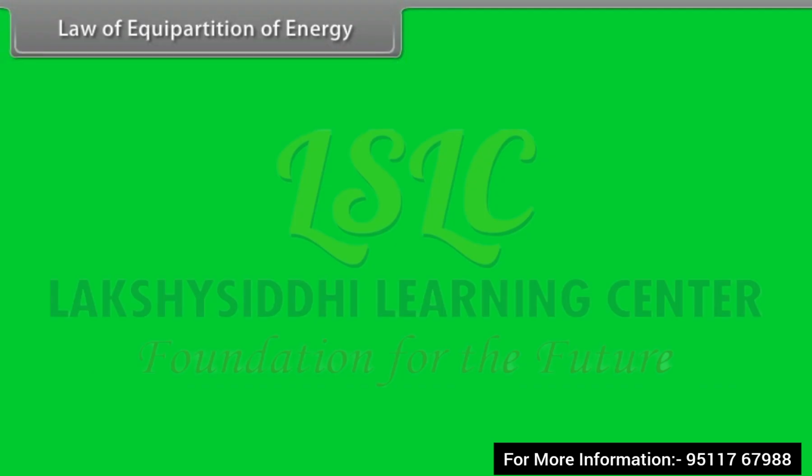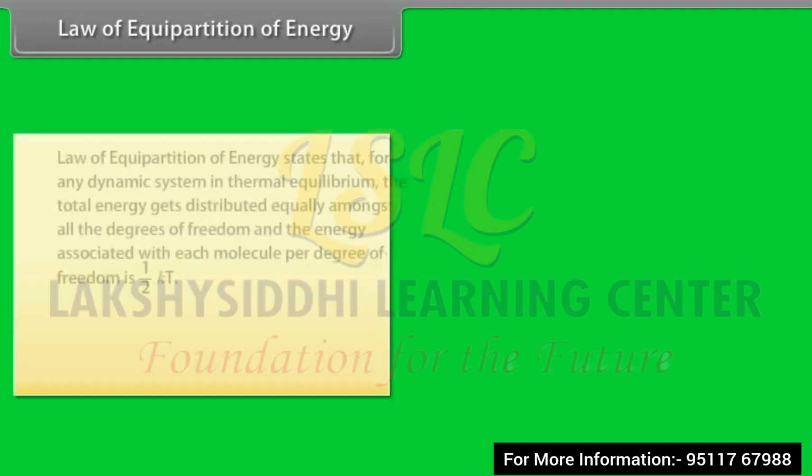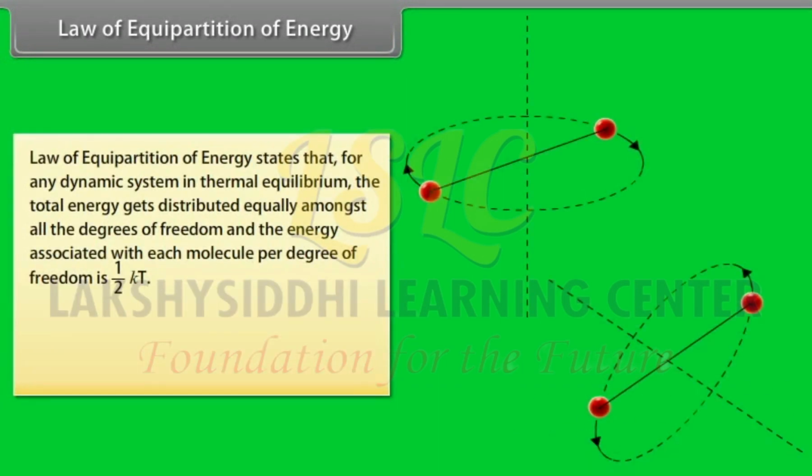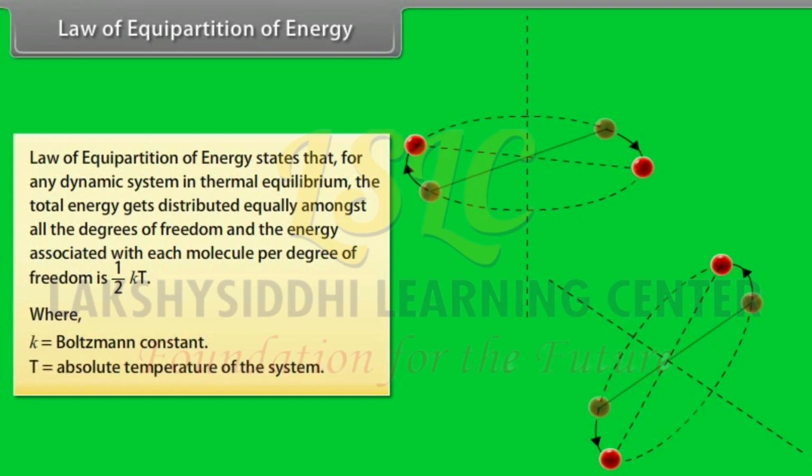Law of equipartition of energy. Law of equipartition of energy states that for any dynamic system in thermal equilibrium, the total energy gets distributed equally amongst all the degrees of freedom, and the energy associated with each molecule per degree of freedom is half kT, where k is equal to Boltzmann's constant, T is equal to absolute temperature of the system.